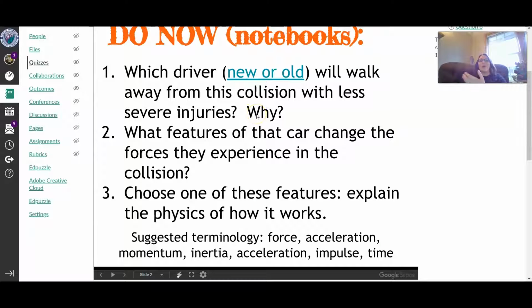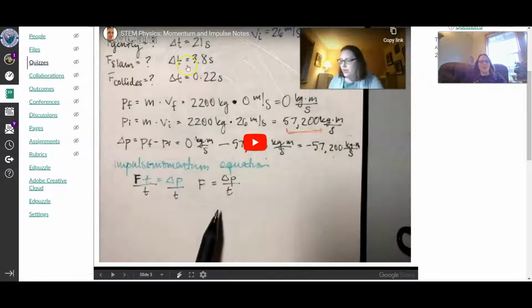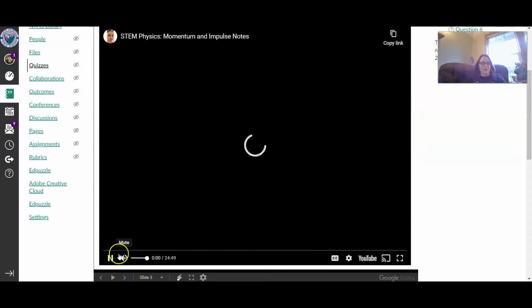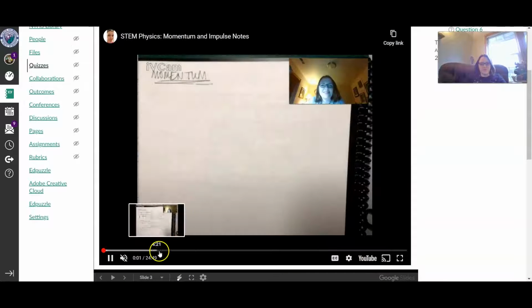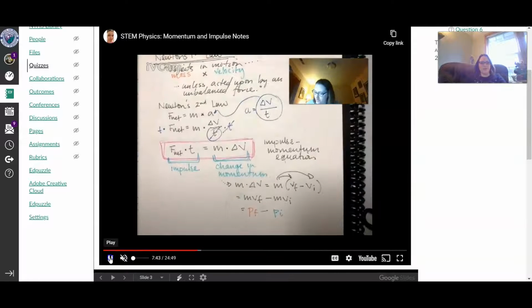So there's a do now, and we actually looked at this video together, some of you, where we were looking at a very old car versus a new car and looking at the safety features that were involved. Then we were evaluating, okay, what's the physics behind how those safety features work? So the follow-up here, there's a video from me showing you how to calculate quite a bit of advanced physics, honestly. I'm going to play the video and just preview a few things from it.